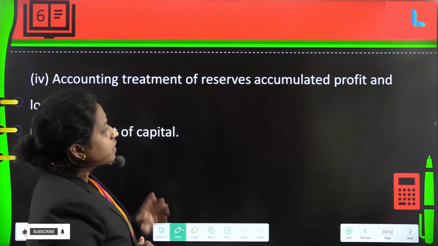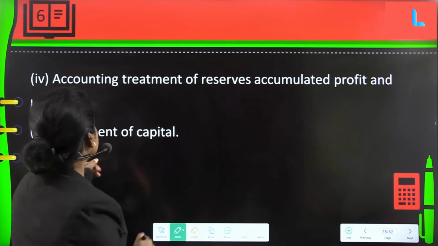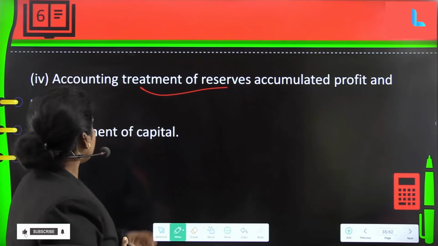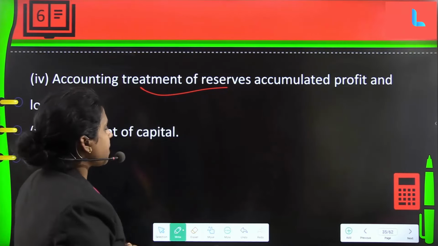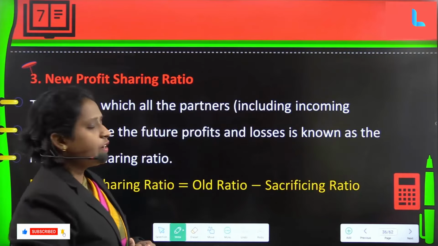Accounting treatment of reserves, accumulated profits and losses. So here you can also find the accounting treatment of what? Reserves, accumulated profits and losses. And the fifth one is adjustment of capital. Fine. Then new profit sharing ratio.